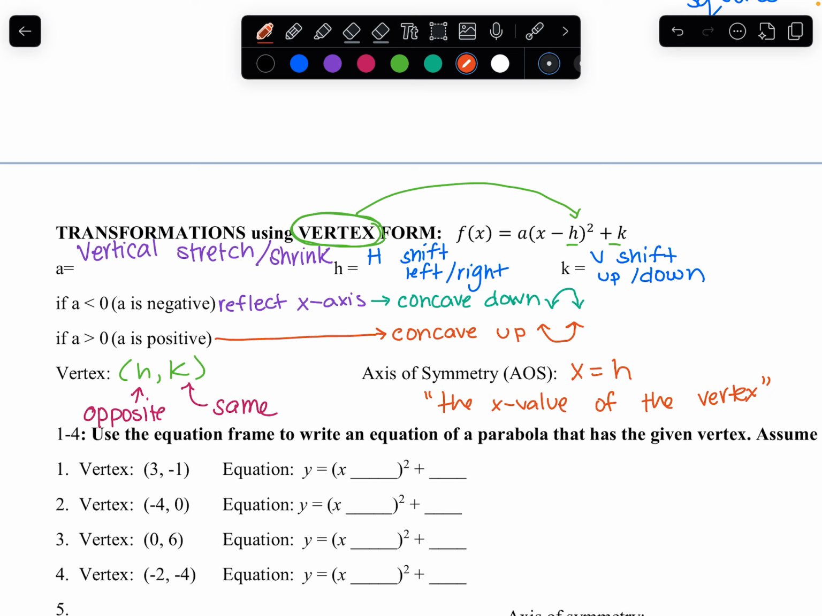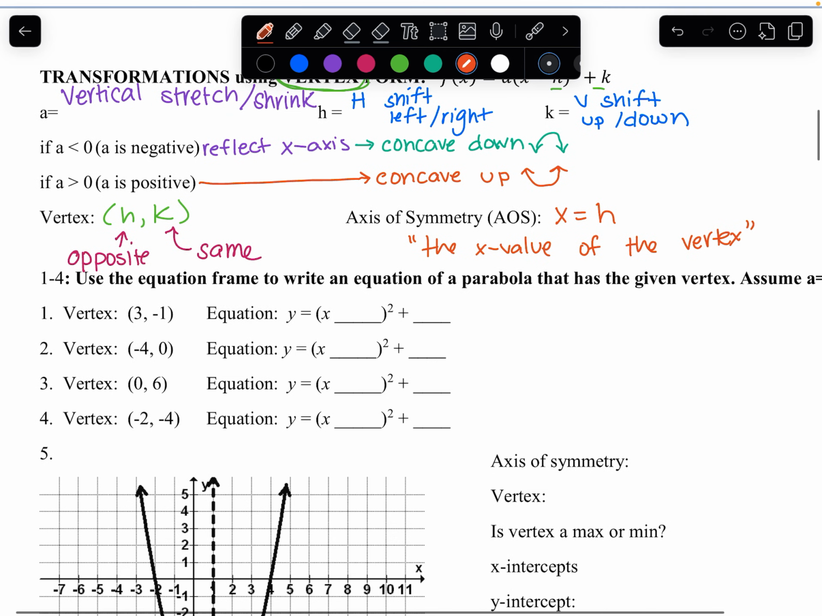Okay. So now that we know that, if we're given our vertex, we can actually write the equation because we're kind of going to work backwards. So we have our vertex, we have h and k. So we just have to remember that when we plug it into the equation, we're going to change the sign of that h value. So that's how we get y equals x minus 3 squared minus 1.